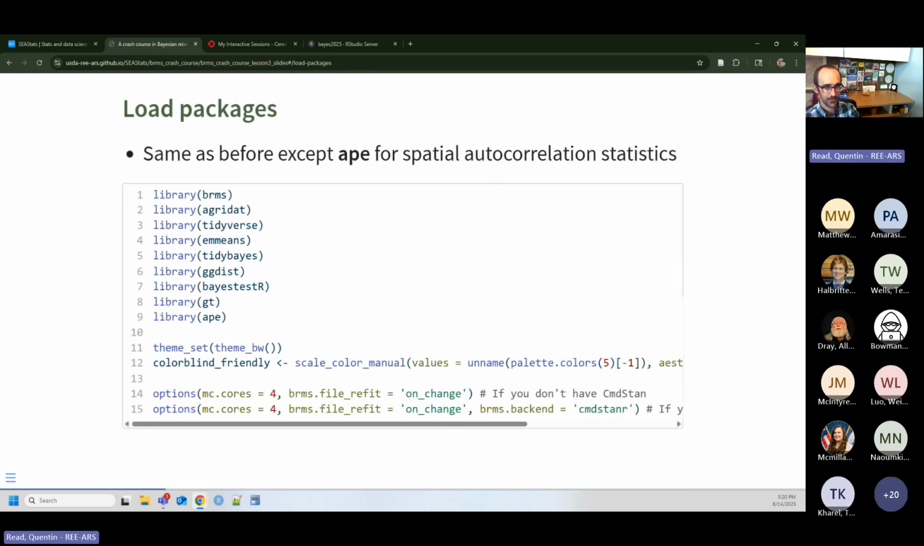In a minute, I will switch to our RStudio server and we'll load the packages. This is basically the same as before, except there's one other package we haven't used before, which is ape. We're going to use that later to calculate autocorrelation statistics. Other than that, the packages are all the same as we've had before.